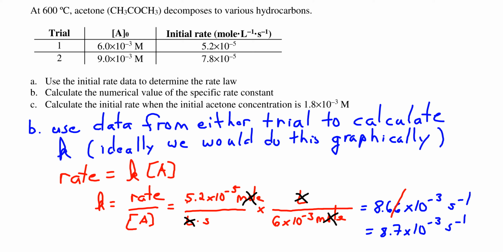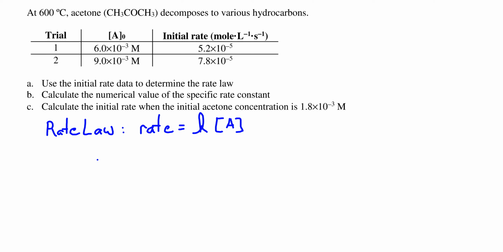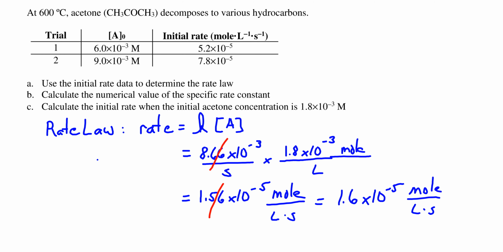The final part of this problem is C, calculate the initial rate when the initial acetone concentration is given to us. All right, so here we have the experimentally determined rate law, and all we're going to do is plug in this initial concentration and we can get the initial rate of reaction. And here we are with the answer. We've input our value of K from before. We went back to the unrounded value to minimize rounding error. Here's the concentration we were given in moles per liter, and our final answer expressed with 2 sig figs and the appropriate units.